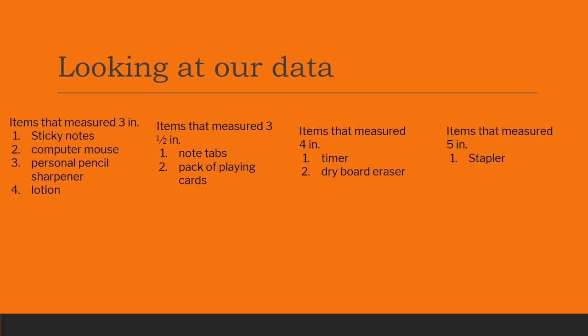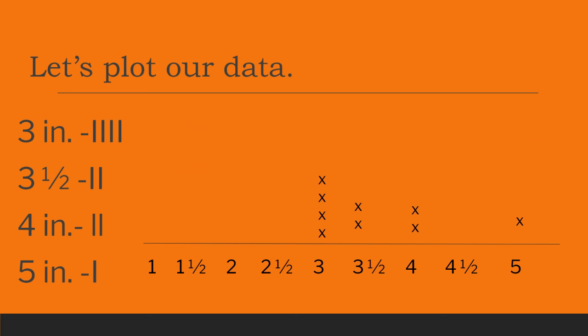After getting all of this data, I want to make it organized, right? I want to make it a little bit neater and easier on the eyes. So I decided to use tally marks. Over here, I have all of my measurements that happened to come up as I was measuring. I have 4 items that measured at 3 inches, so I put 4 tally marks. I had 2 that measured at 3.5, so you have your 2 tally marks. 4 inches and 5 inches are my last 2. So for the 4 inches, I have 2 tally marks, and for the 5, I have 1 tally mark.